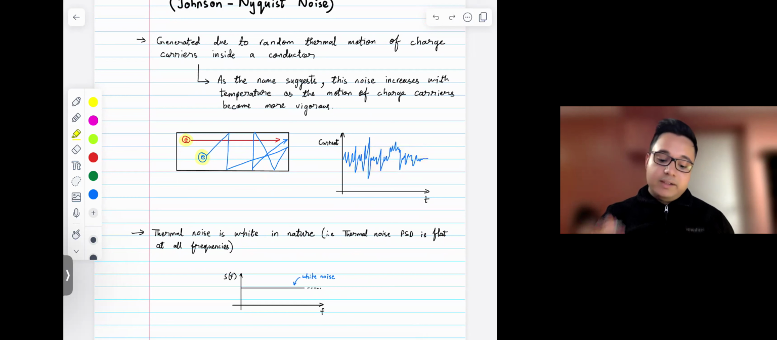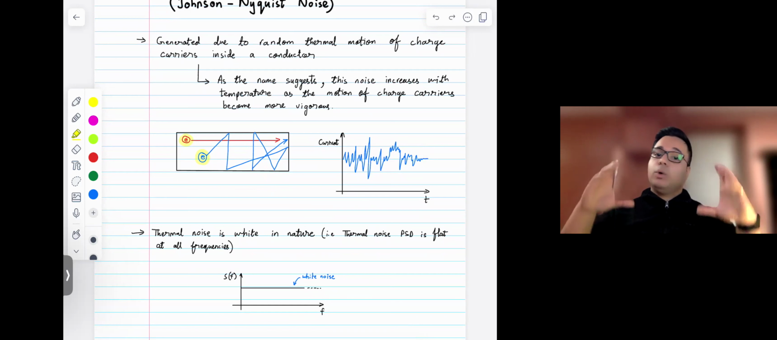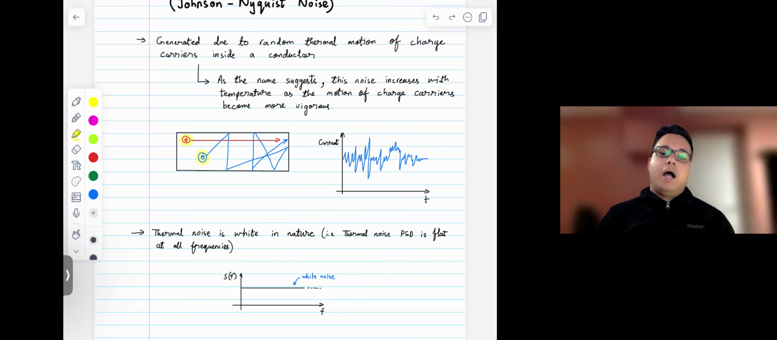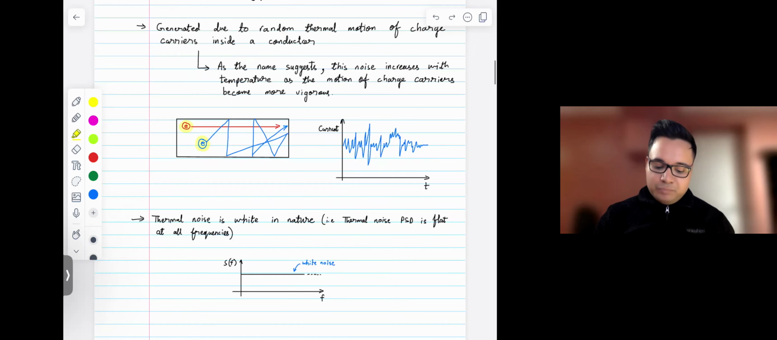And so this is called thermal noise because it has a dependency on temperature. This random motion of electrons becomes more vigorous if the temperature is increased, in other words, if the conductor is placed at a hot temperature. This random motion would be more vigorous, which would mean that the noise current would be higher if the temperature is higher, which is why it's called thermal noise.